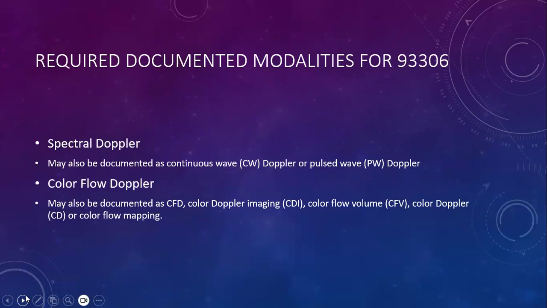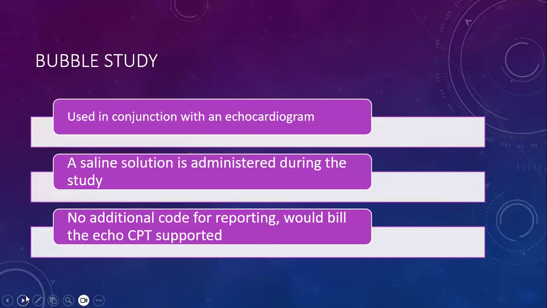So let's look at the required modalities for 93306. Spectral Doppler may also be documented as continuous wave or CW Doppler or pulsed wave or PW Doppler. Then you have your color flow Doppler. This may also be documented as CFD, color Doppler imaging or CDI, color flow volume or CFV, color Doppler or CD, or color flow mapping. Those are all terms you may see documented as either spectral or color flow Doppler.